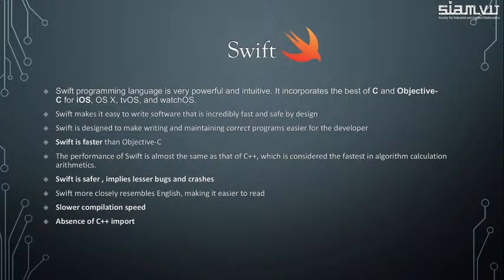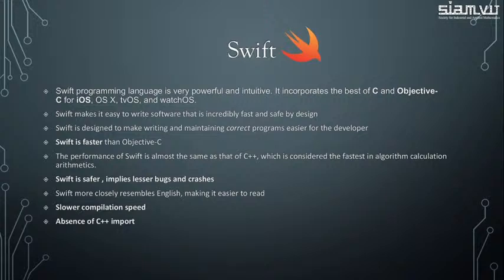When it comes to OS X, it probably means the MacBooks and stuff like that, and watchOS is basically the smartwatches, and tvOS is probably the Apple TVs that you have. So Swift is something that you are going to use. It's a programming language that you are going to use as an app developer to develop very powerful and very intuitive apps for all of these devices, right?